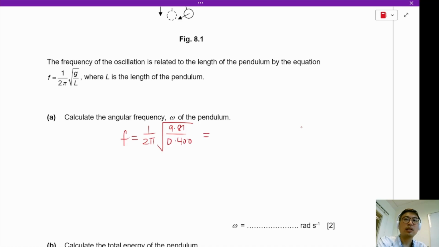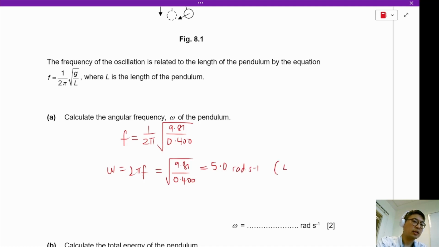And this one gives us that if you consider that the angular frequency is 2 pi f, this will be equal to the square root of 9.81 divided by 0.4, because the 2 pi's cancel out. So this one will give us 5.0 radians per second. Some of you wrote 4.95, that is also okay.